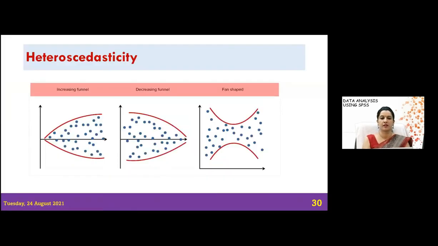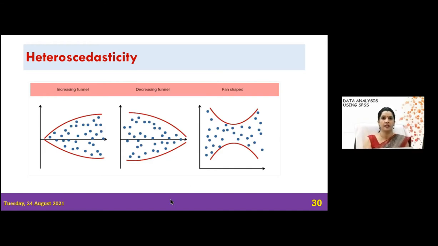So can you see these three patterns? If the data doesn't follow homoscedasticity, that data is known as heteroscedasticity. These three patterns will be observed if you plot the graph with the predicted values and the residuals on the X and Y axes. It will show you a plot which may show such patterns.